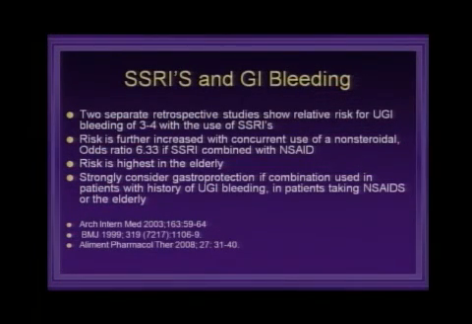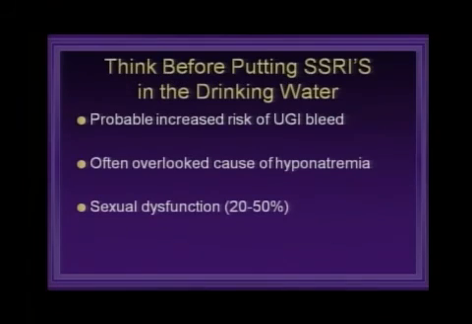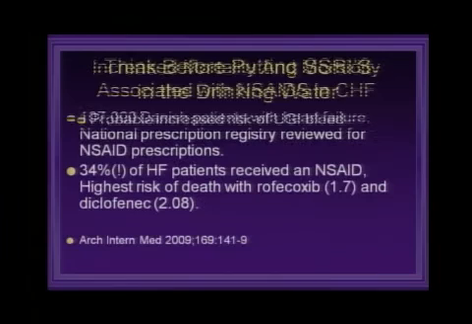The odds ratio is 6.33 with an SSRI combined with a nonsteroidal, and older patients have a much higher risk for this. Especially in your older patients who are taking an NSAID and an SSRI, they should be on upper GI tract protection with a proton pump inhibitor. So we probably should think about SSRIs before putting them in the drinking water.